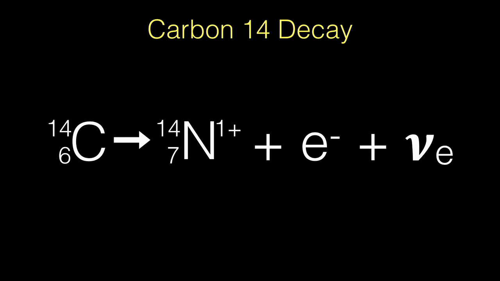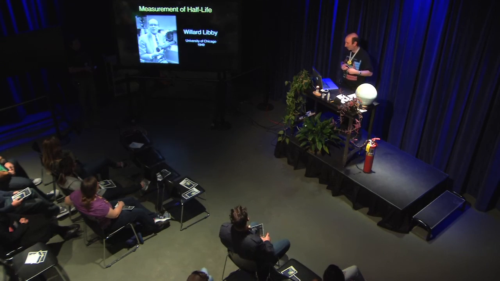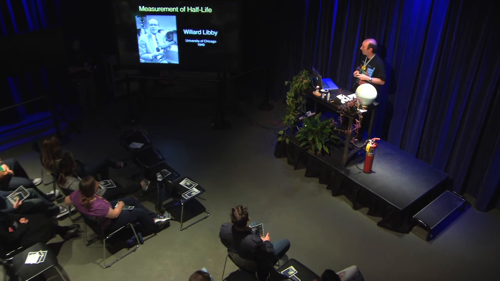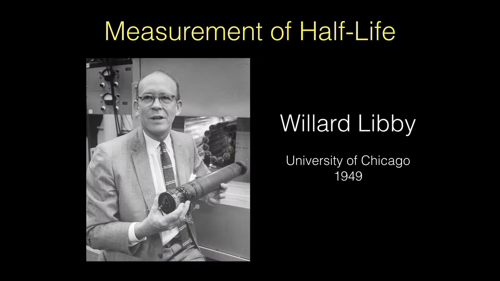Now, it's radioactive, it decays, it takes a certain time to do that. How much time does that take? Well, there's a guy that measured that. The first guy to measure that really accurately was Willard Libby, in 1949, and he determined that it takes for half of that carbon to decay 5,568 years.